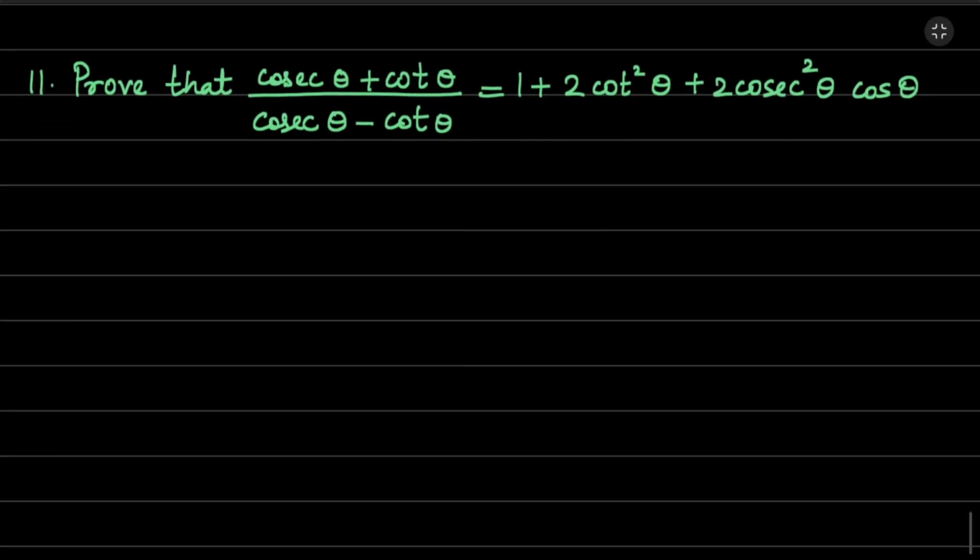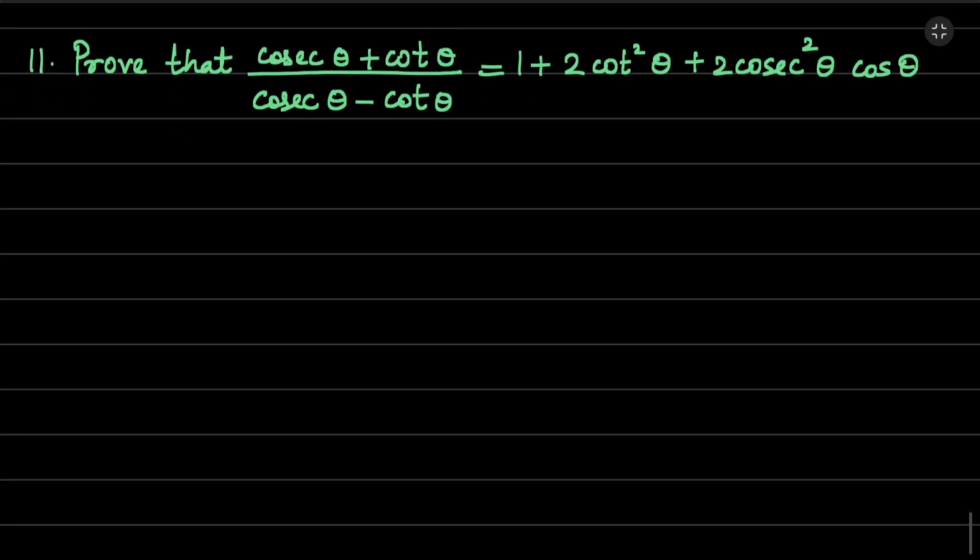Now, going to question number 11. You have to prove that (cosecant theta plus cot theta) divided by (cosecant theta minus cot theta) equals 1 plus 2 cot square theta plus 2 cosecant square theta into cos theta. Again, it's a very good question. So again, let me just abbreviate and do. Take the LHS. Convert everything into sine and cos.